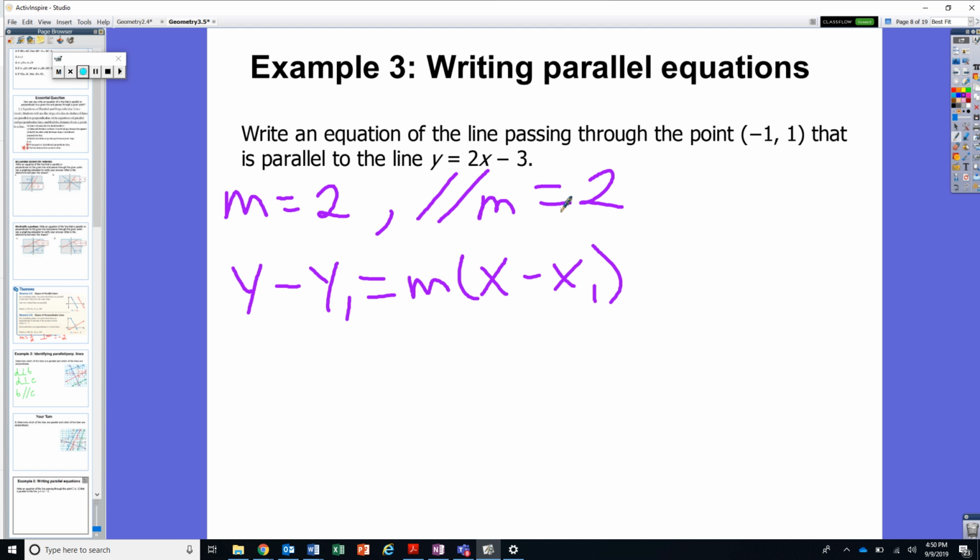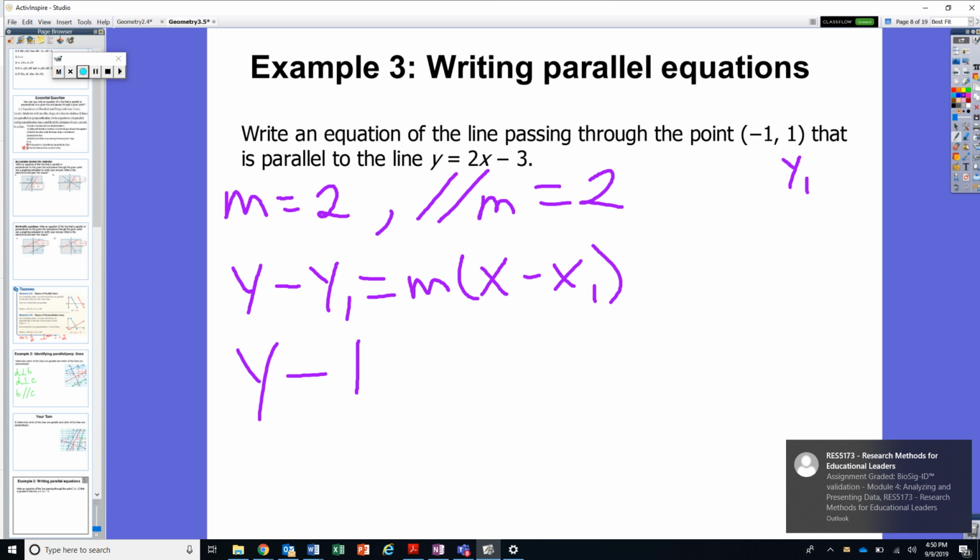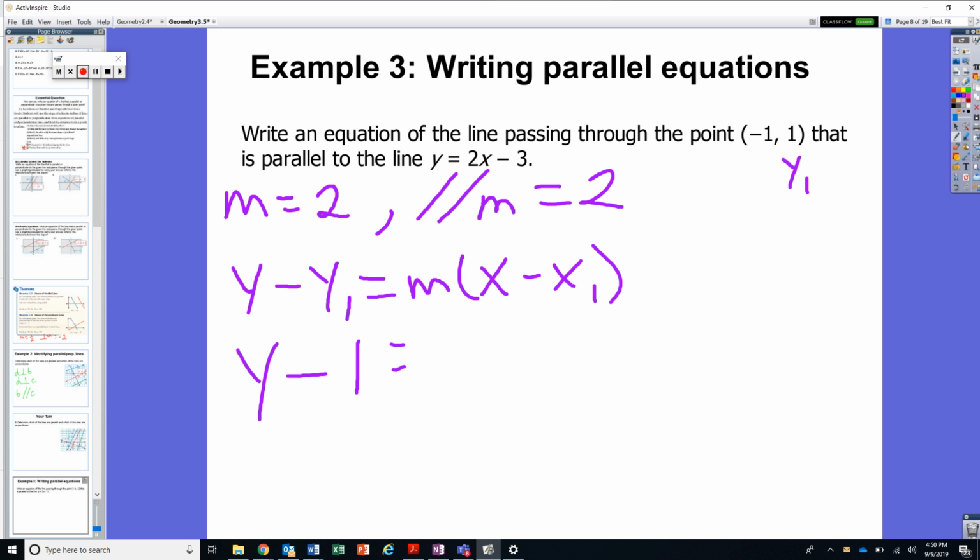So how can we use this to our advantage? Well, my y doesn't change, as I said, but my y1 is the value of 1. So this right here is a value of 1. Okay, what's our slope? Well, the slope of our new line, we wanted it to be 2. So I'm throwing in 2. X doesn't change, and x1 is a negative 1, so that really becomes positive right there.